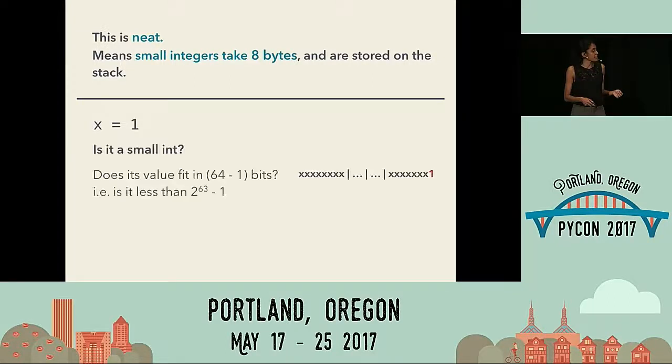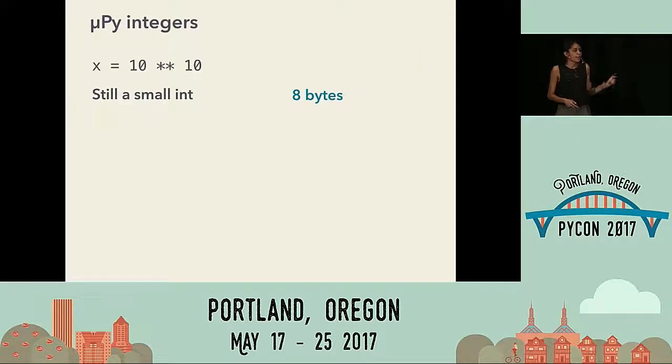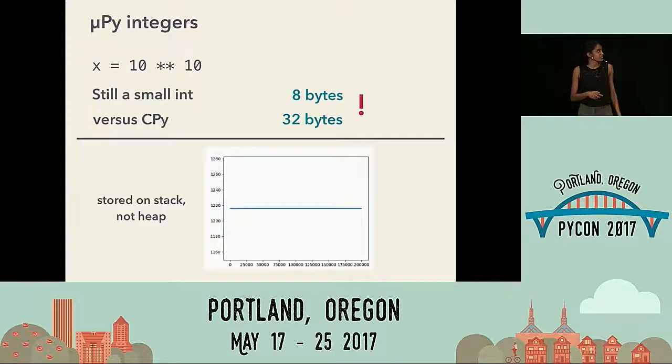So in the case of x is equal to 1, MicroPython checks, is it a small int? Does its value fit in 2 to the 63 minus 1? And it does, so it gets 8 bytes. And in CPython, this takes up 28 bytes. What about our x is equal to 10 to the 10? In MicroPython's case, it's still a small integer. It still fits in 61 bits. So it still takes only 8 bytes. Whereas in CPython, it took 32 bytes.